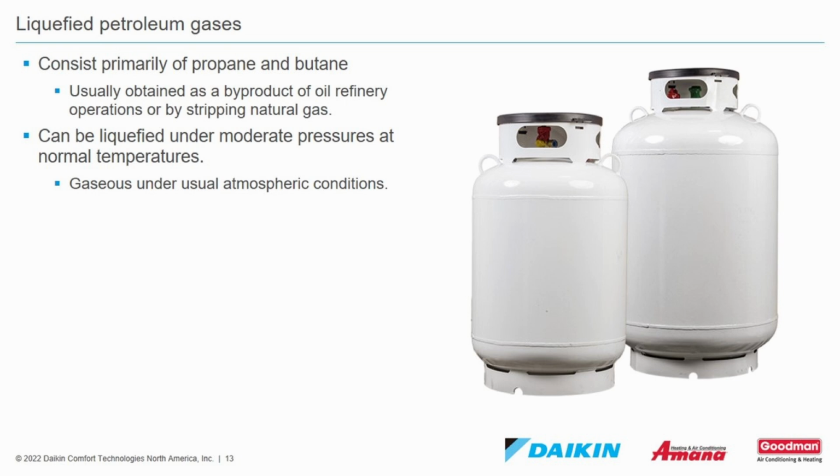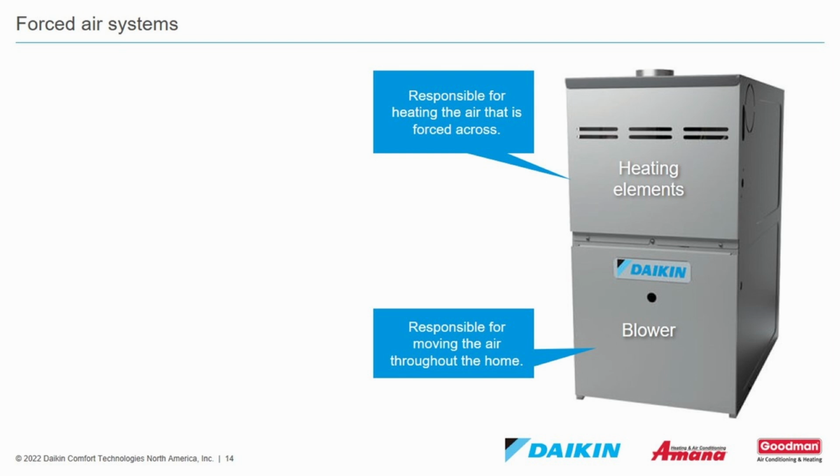It is a gas under usual atmospheric conditions. Forced air systems. The blower is responsible for moving the air throughout the home. The heating elements, or heat exchanger, is responsible for heating that air that is forced across the heat exchanger. When air passes across a hot surface, the air temperature rises.